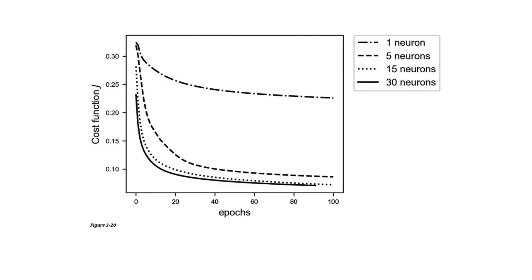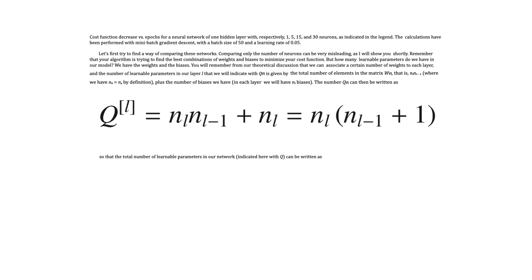Figure 3-20. Cost function decrease versus epochs for a neural network of one hidden layer with, respectively, 1, 5, 15, and 30 neurons, as indicated in the legend. The calculations have been performed with mini-batch gradient descent, with a batch size of 50 and a learning rate of 0.05. Let's first try to find a way of comparing these networks.